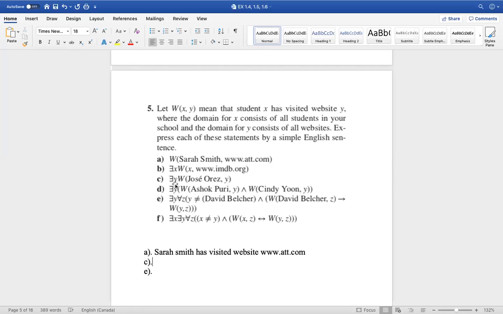Okay, part C, this one here. There exists y. y basically consists of all websites. So there exists a website. So Jose Orris, we say Jose Orris has visited at least one website, or has visited some website. It can be more than one, but it is definitely not zero. There exists some website which Jose has visited, but we don't know which website, but we know that it is at least one.